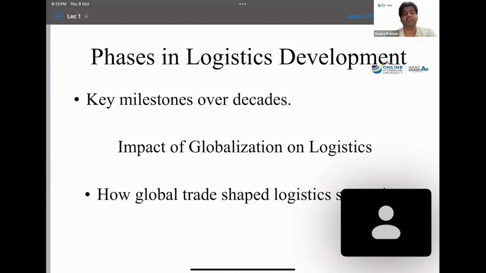Growth in international transportation, like increased use of air, sea and multimodal transport. Through technological advancement, globalization encourages the use of information and communication technology. So tools like GPS tracking, etc. Emergence of global logistic companies like DHL, FedEx, right? So this is basically the globalization in logistics.